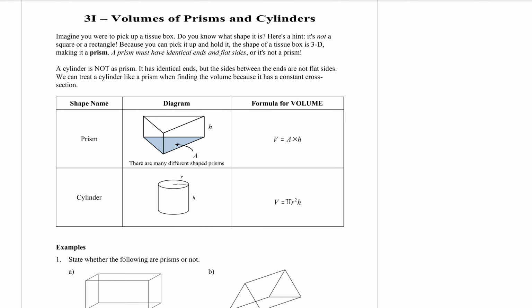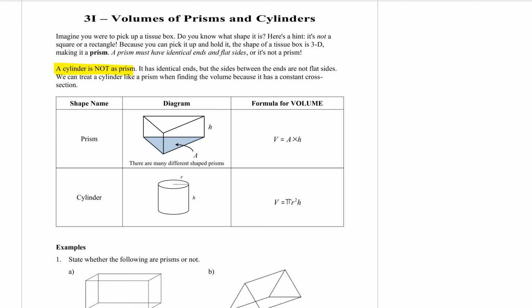So first of all, it's important to note that a cylinder is not a prism. It has identical ends, but because the sides between the ends are not flat, it is not considered to be a prism, because prisms are meant to have flat faces. However, we can treat it like a prism when finding the volume because it has a constant cross section.